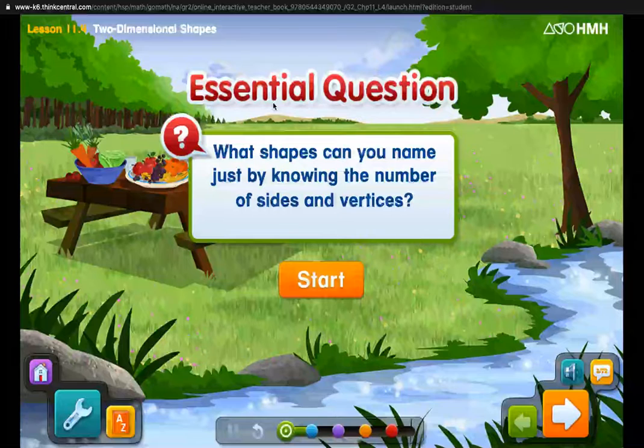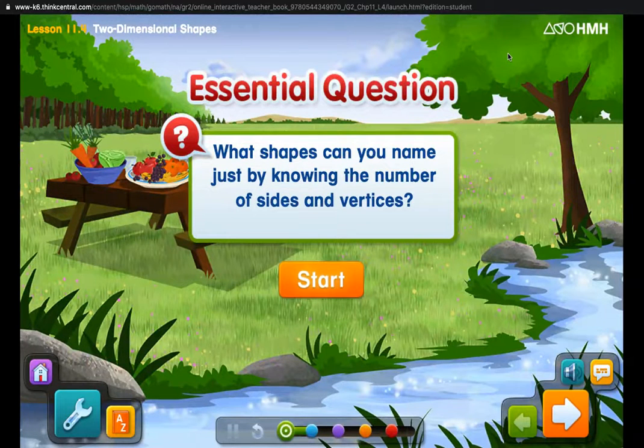Today we're going to be doing lesson 11.4, which is called Two-Dimensional Shapes. And the essential question that we're going to be asking ourselves and answering is, what shapes can you name just by knowing the number of sides and vertices?